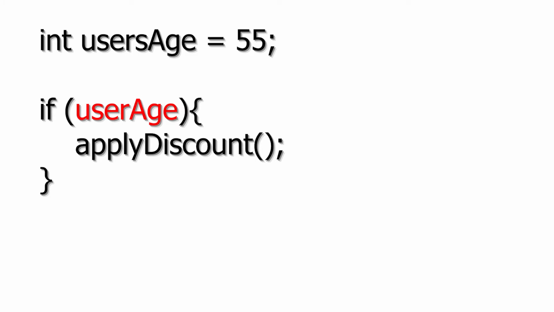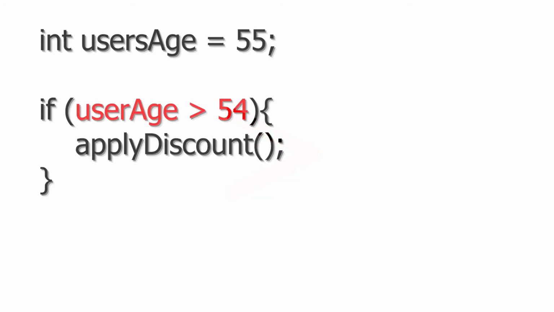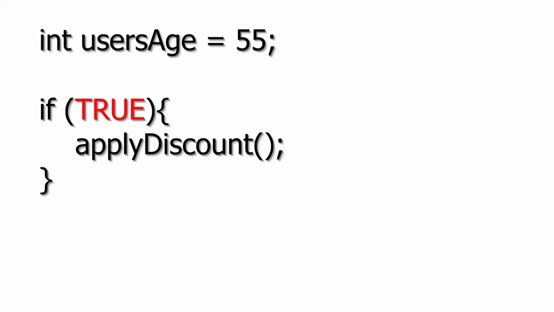Our statement can be, if userAge is greater than 54, and by the way, this is the greater than operator, then apply the discount. When the computer runs this code, it will first simplify the conditional statement and replace it with either true or false. And then it will either run the code or skip it entirely.